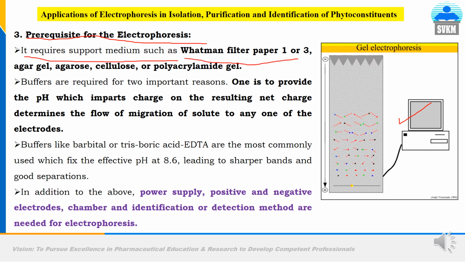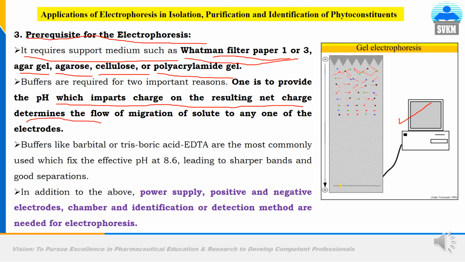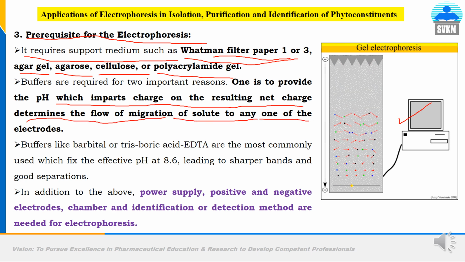So the very first and foremost requirement is a supporting medium such as Whatman filter paper. It is the same as in thin layer chromatography and paper chromatography, but here we are mainly employing Whatman filter paper, agar gel, agarose, cellulose, or polyacrylamide as a stationary phase. Buffers are required for two different reasons. One is to provide the pH, which imparts charge; the resulting net charge determines the direction of migration of the solute to either of the electrodes. Buffers like barbital or Tris-acetate EDTA are the most commonly used, which fix the effective pH at 8.6, leading to sharper bands and good separation.